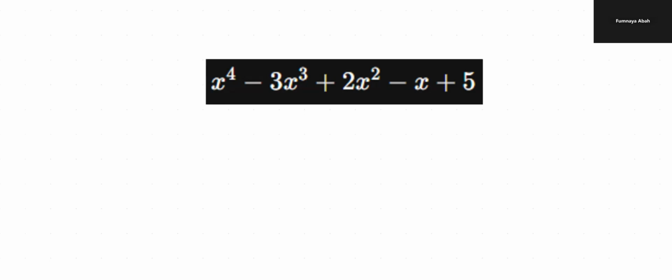So we have 1, 2, 3, 4, and 5. So this is an expression with 5 terms, and based on the definitions, we can call this a polynomial because a binomial only has 2 terms in it, and a trinomial has 3. But a polynomial is an expression with many terms. So since this has 5, we can classify this as a polynomial. So this is a polynomial.